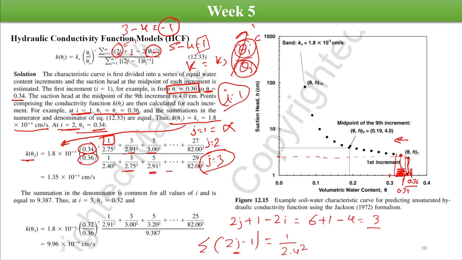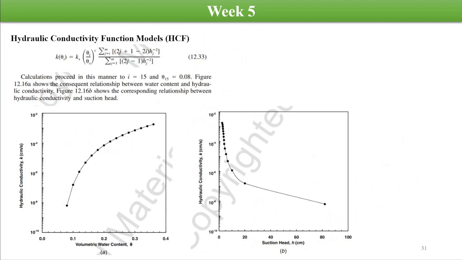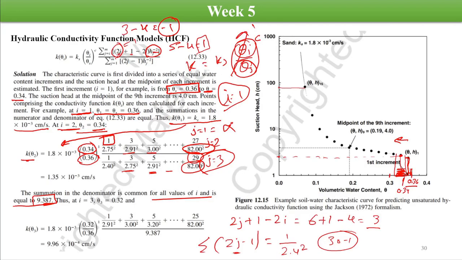Then at the end, for the 15th iteration, it's going to be 30 minus 1, 29, divided by the value of the 15th iteration, which is going to be around 80, or you can write 82 as per the book. Okay, so this is going to be 82. In this way the denominator is always equal, and we have calculated it as 9.387. If we perform this operation in a spreadsheet, then maybe it's going to be easier. Then we do it for j is equal to 3.